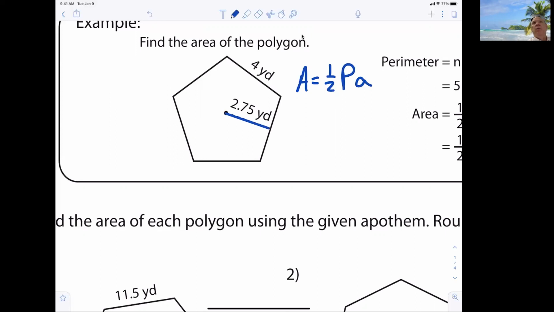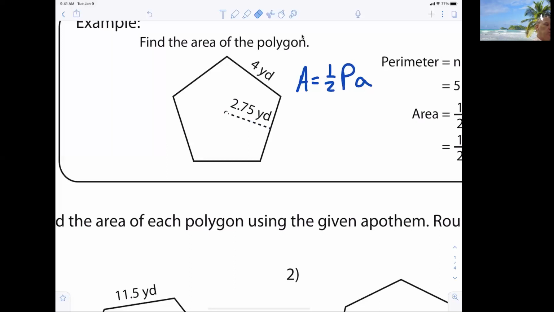All right. Part of the reason why I didn't know what that was is because that's not how I learned it. I'm going to show you how I learned it, and then you can see hopefully how much easier that is than trying to remember one more formula. This is a regular pentagon.